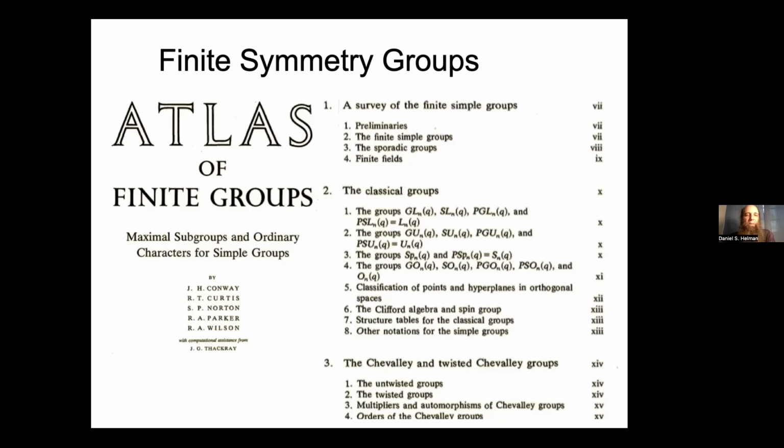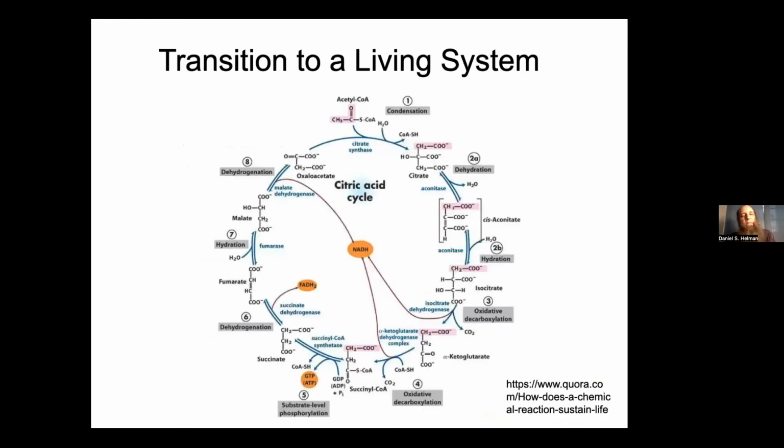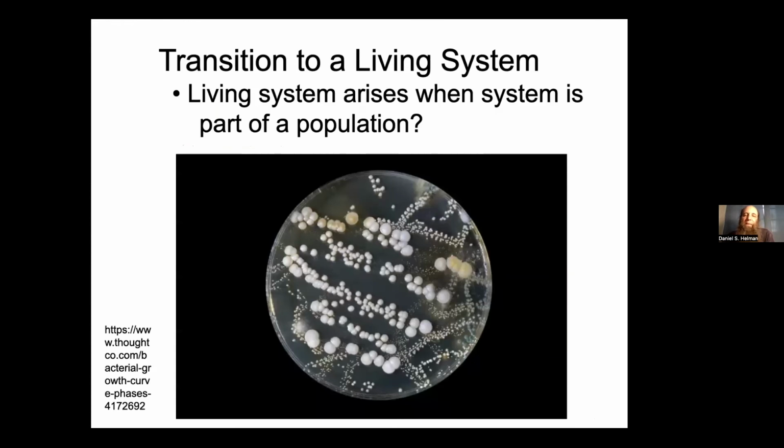Next slide, please. But the transition to a living system, I think, is what we're all sort of interested in. So next slide, please. And maybe one of the important things about a living system is that it arises when that system is part of a population, which is not the case for minerals. In other words, even though yes, there are mineral species that exist, minerals aren't reproducing in the same fashion.